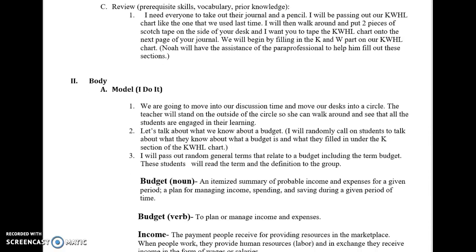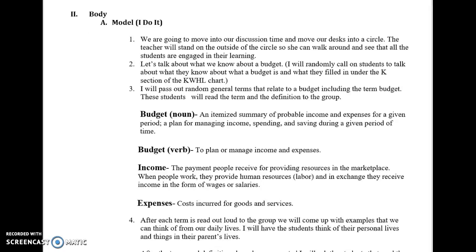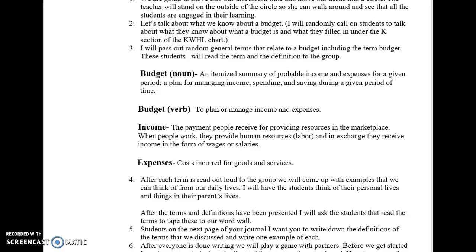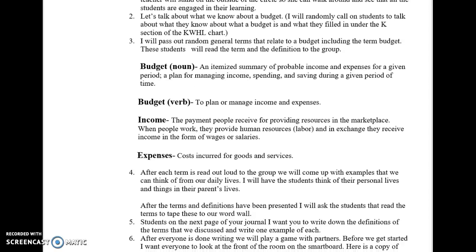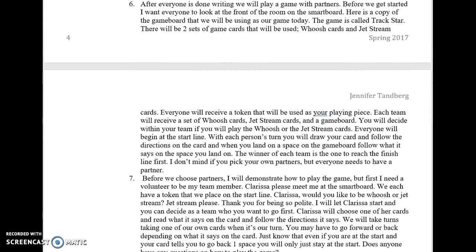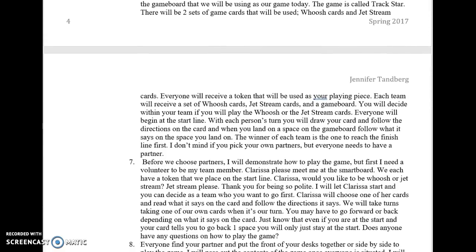And then I will have them tape this in their journal. And then I always have them move into circle time when we do our discussion, so it's more like a family environment. And then I will pass out a few general terms that students will read aloud to the class with the term and the definition. So we're going to talk about that in our discussion. And then everybody's going to come up with some examples that they can think of from their daily lives.